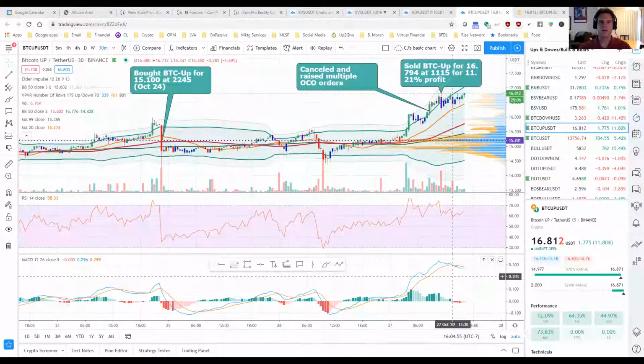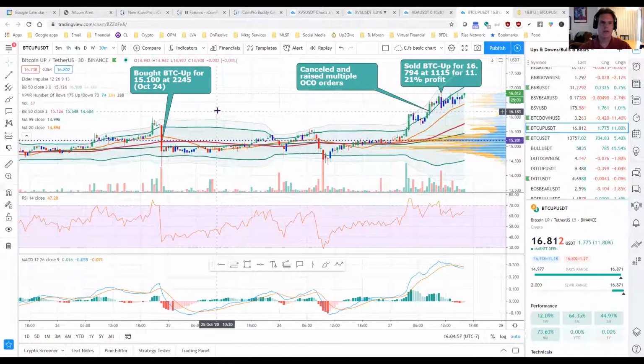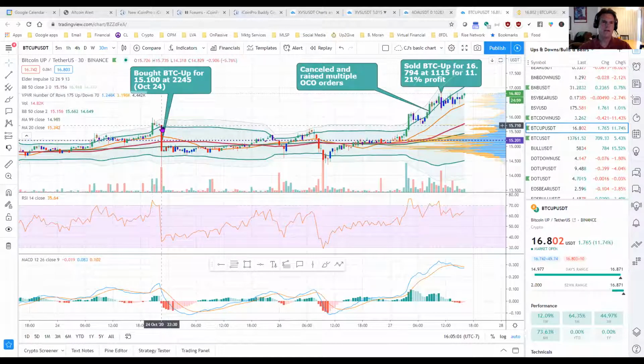Now, on the evening of the 24th, Bitcoin had a minor correction. It had been going up most of the day, and in the late evening this happened right around here at 10:45 p.m. One of my alarms went off. Excuse me. And I made this trade here.